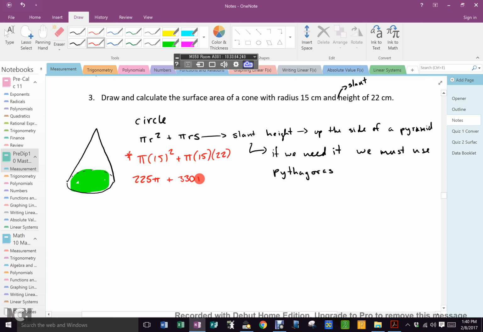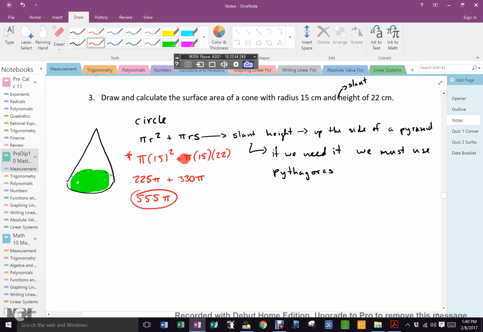330 pi, yes? So now I have 225 pi and 330 pi. How much pi do I have? 555 pi. That is what we want in grade 10. Does everyone understand? We don't want the decimal, unless you happen to be writing a test that has decimals, then you would finish off with one last step. Okay? Is everyone cool with that? I want you to leave pi as pi.